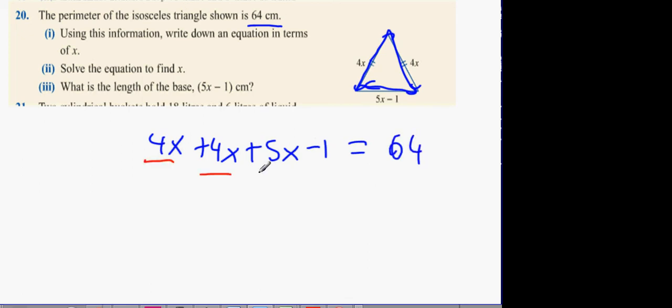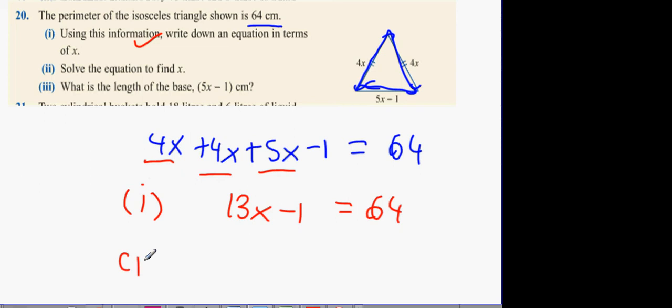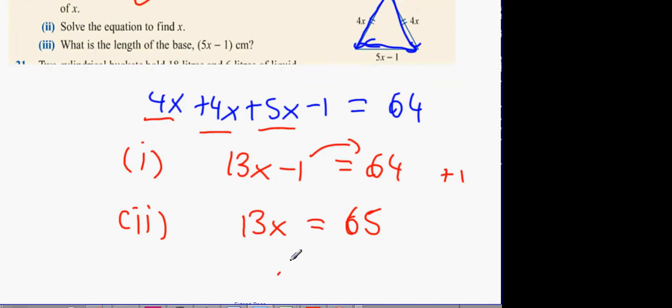Look at the x's. 4x plus 4x plus 5x gets me 13x minus 1 equals 64. That's the equation. Now it wants me to solve it. How do you solve that? 64 plus 1 is 65, so it's 13x equals 65, then x equals 65 divided by 13, which is 5. Done. x equals 5.